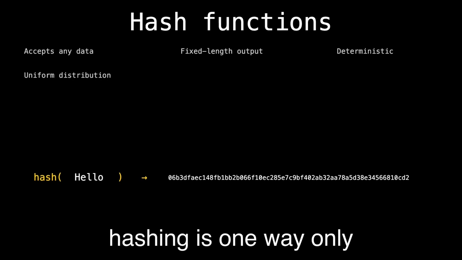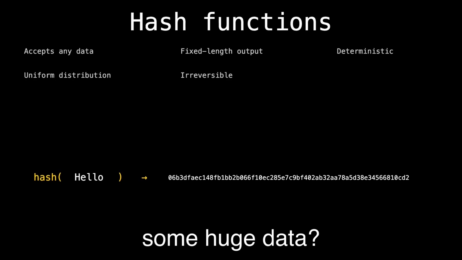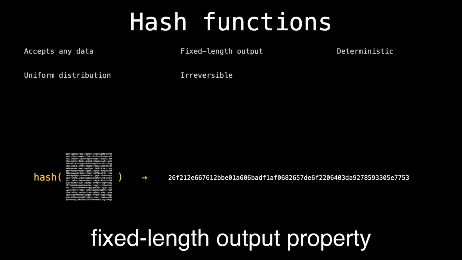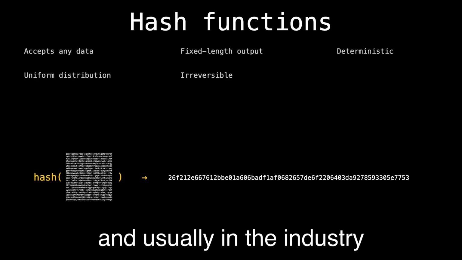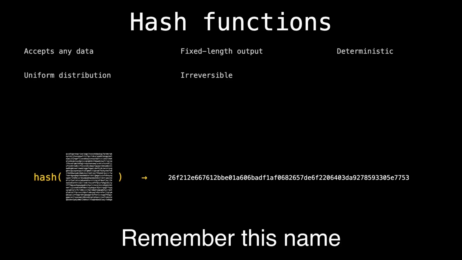This property of hashing makes it secure and private and maps all distinct data to a uniformly distributed hash space. Also, hashing is one way only, unlike encryption. What if we feed the hash function some huge data? The output is still only 32 bytes because of its fixed length output property. In Swarm, and usually in the industry, we use the Keccak256 hash function. Remember this name.